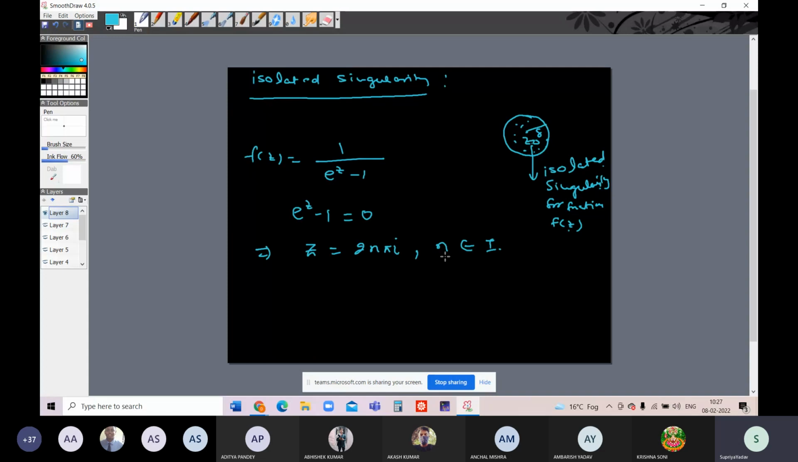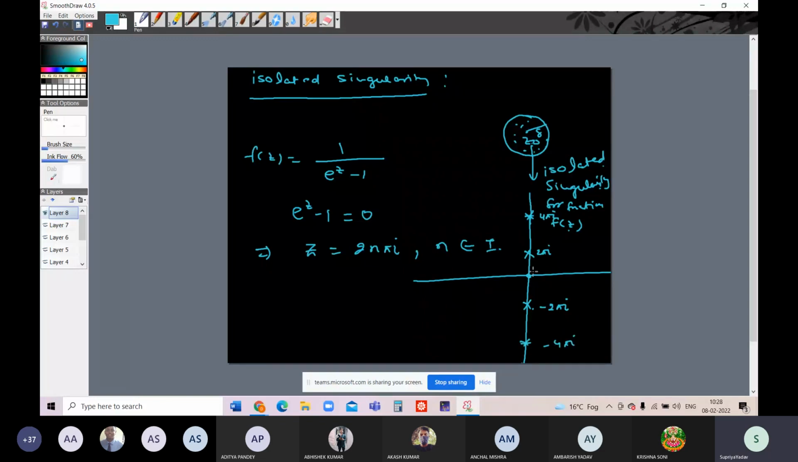So 2n pi i, if we write this, how will it be? For n is equal to 0, this will be the singularity. For n is equal to 1, 2 pi i will be somewhere here, this is our 2 pi i. And minus 2 pi i, this will be. Again, we will get 4 pi i. For n is equal to 2, this will be 4 pi i and minus 4 pi i. This will be the singularity.